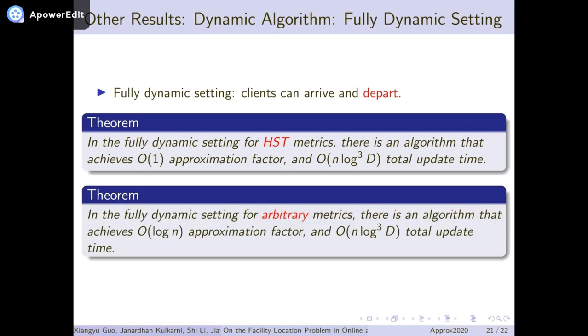Then with the seminal result, which shows that any arbitrary n-point metric space can be embedded into a distribution over HST spaces such that the expected distortion is at most big O log n, the first result implies that for any arbitrary metric, there is an algorithm that achieves big O log n approximation factor with the same order of total update time.